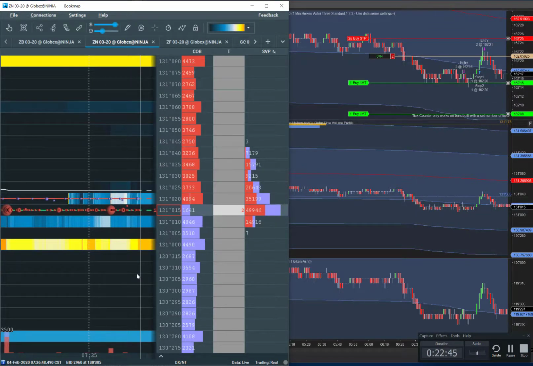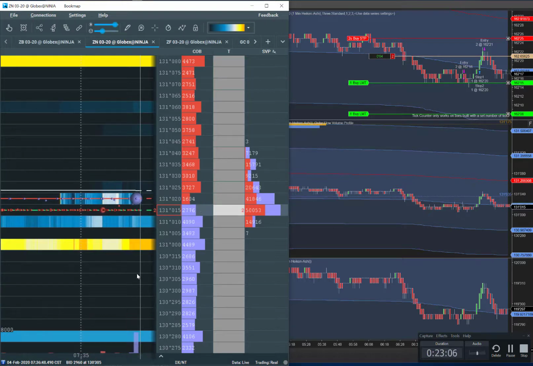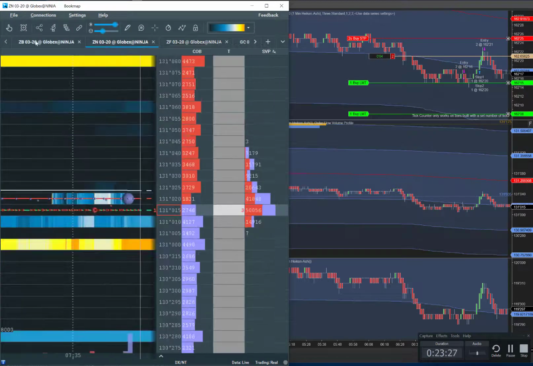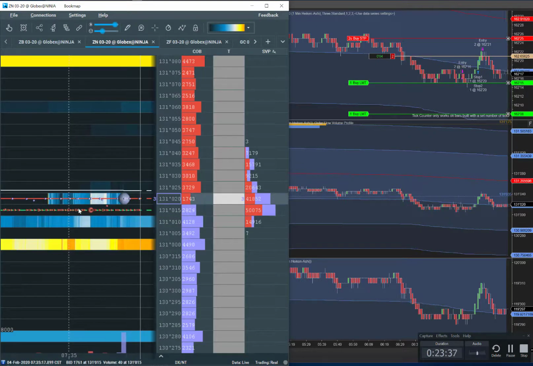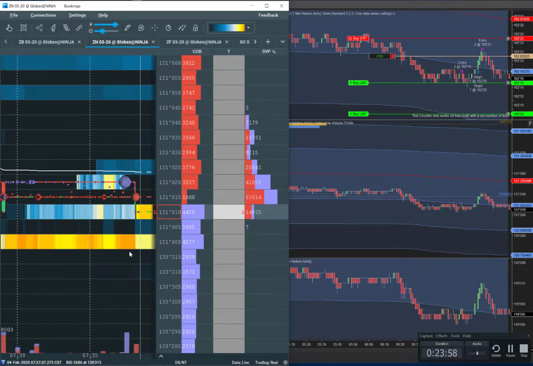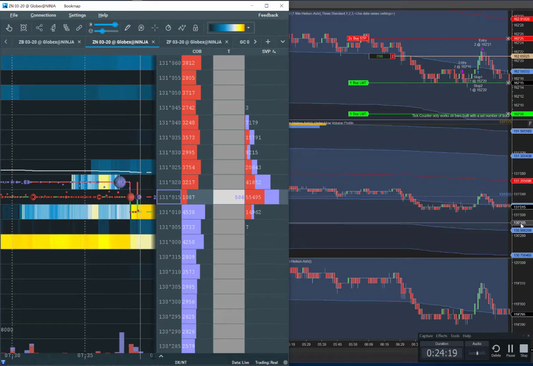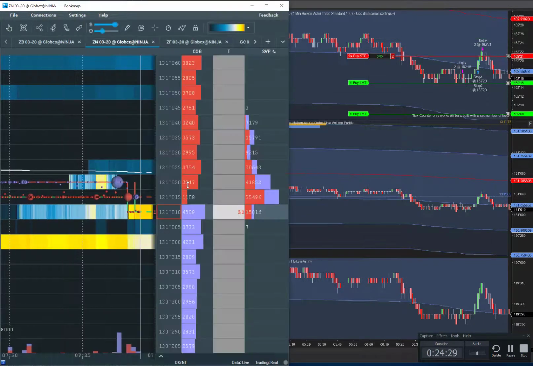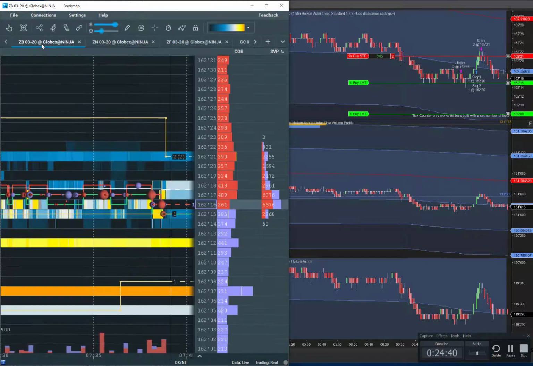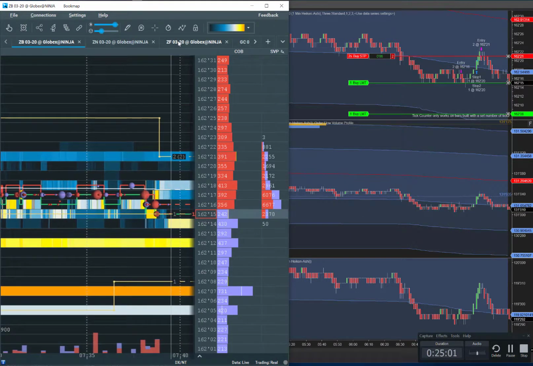Now the ZN's really starting to look weak. You got sell orders piling in. You can get that little buy order, but that's not too much to worry about. And now we just need an order to push through that. ZB still looks good.